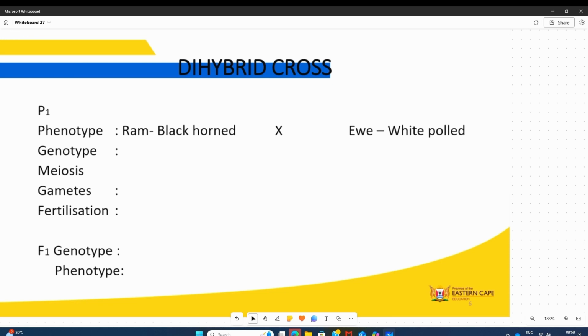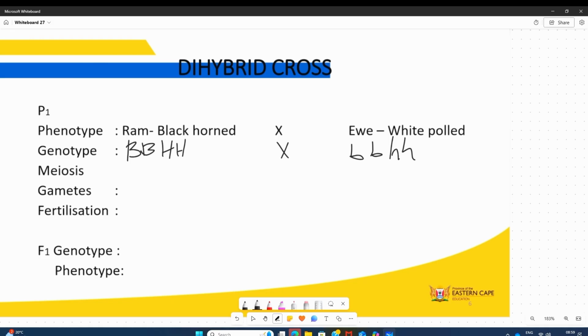The genotype of the two, we have already said, is the dominant alleles for the ram. Then for a ewe, the recessive alleles. Meiosis occurs, and then the gametes are formed. When the gametes are formed, each gamete has to contain an allele for both characteristics.